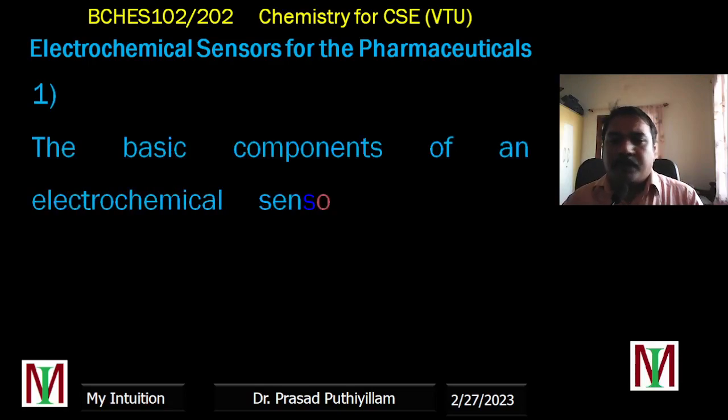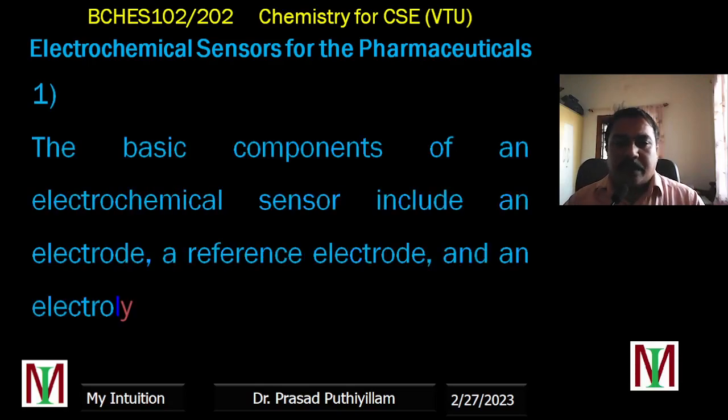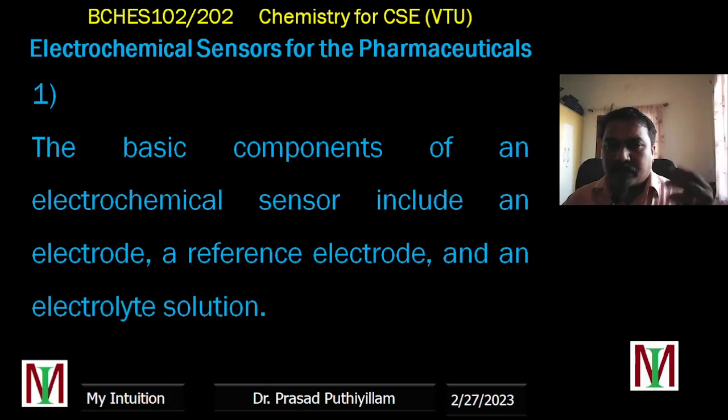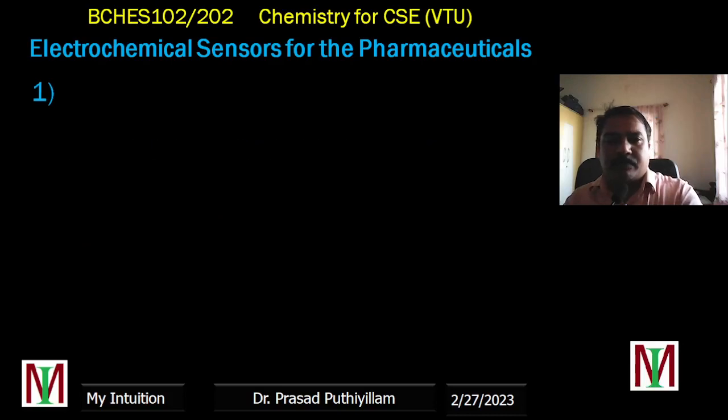The basic components of an electrochemical sensor include electrodes, a reference electrode and an electrolyte solution. Usually you should have a working electrode. The working electrode is the one which will sense, which will detect the changes in the environment or changes in the chemicals we are measuring, which we call the analyte solution. It also has a reference electrode, because only with reference to something can we measure something. Therefore a reference electrode is also there, along with the electrolyte solution.